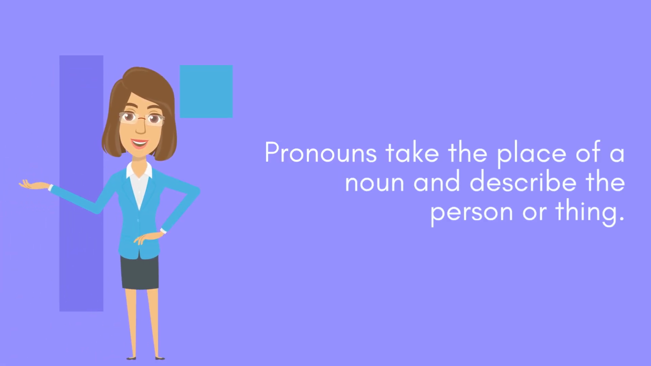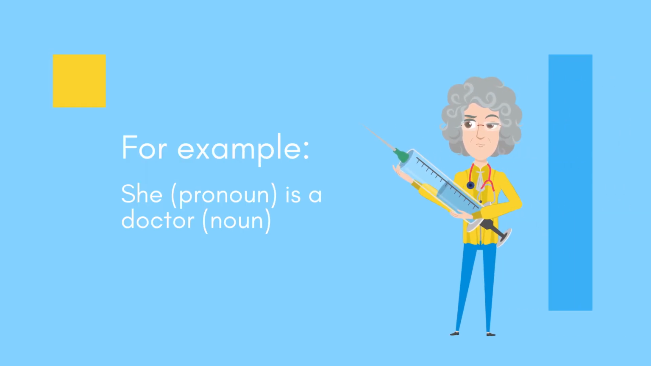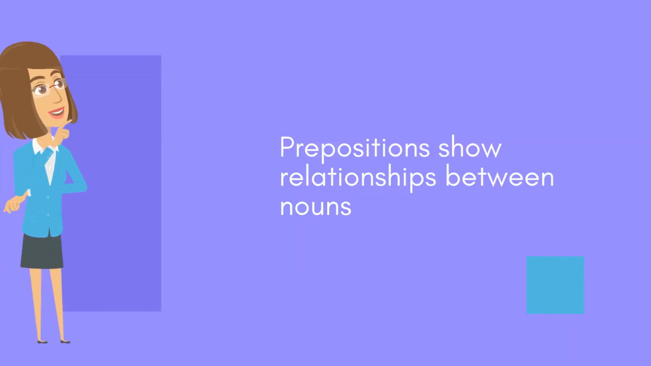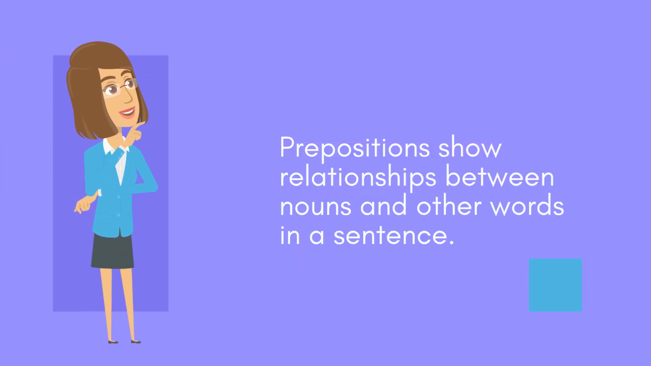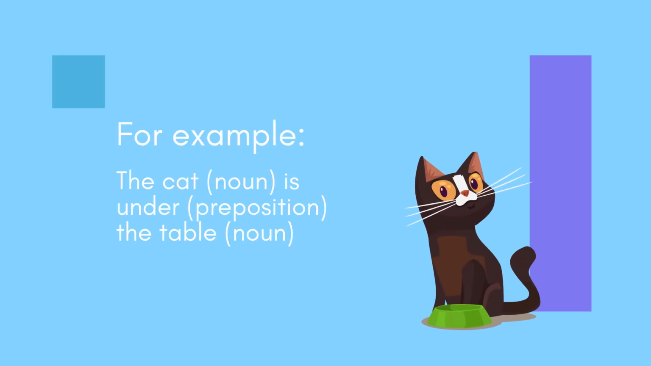Pronouns take the place of a noun and describe the person or thing. For example, she, pronoun, is a doctor, noun. Prepositions show relationships between nouns and other words in a sentence. They usually show direction or location. For example, the cat, noun, is under, preposition, the table, noun.